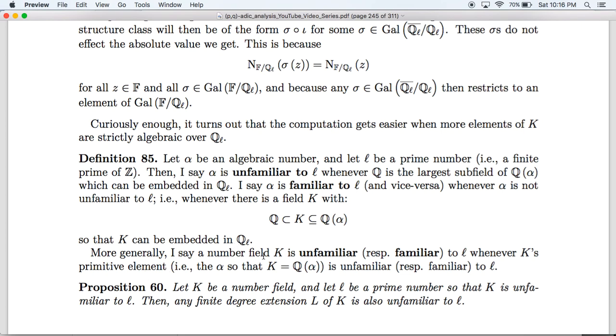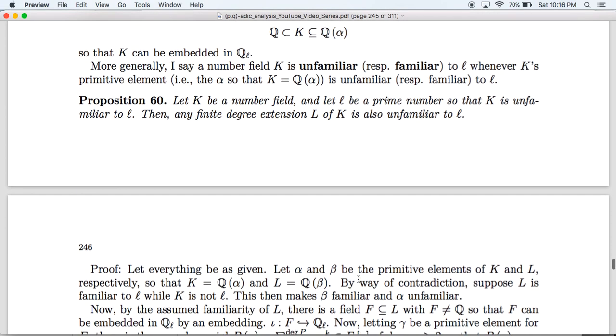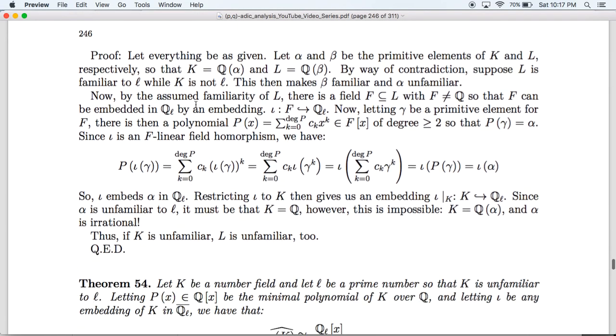More generally, I'll say a number field K is unfamiliar or familiar to a given prime L whenever its primitive element is unfamiliar or familiar to that prime L. And the reason why this notion is nice is because it's preserved by field extensions. Once you have an unfamiliar field extension, any further extensions will remain unfamiliar.